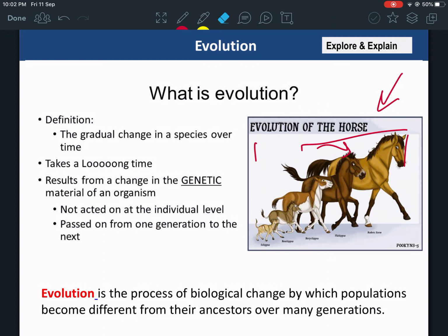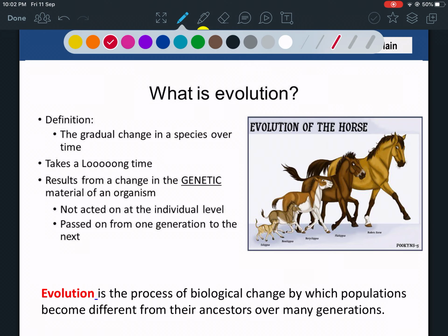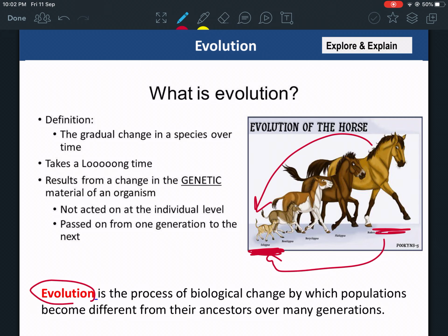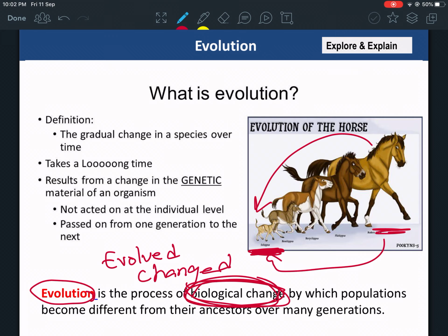So we notice here that some species are different from their origin, different from their ancestors. This means they have evolved. That means they have changed over time. This is what evolved, or evolution, means. It means change over time in the biological sense. Biological change. Remember that. That's very important.